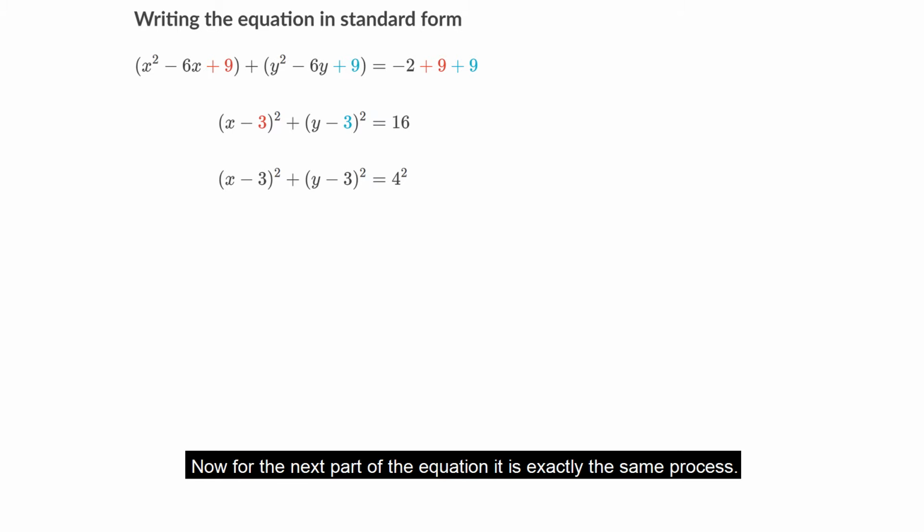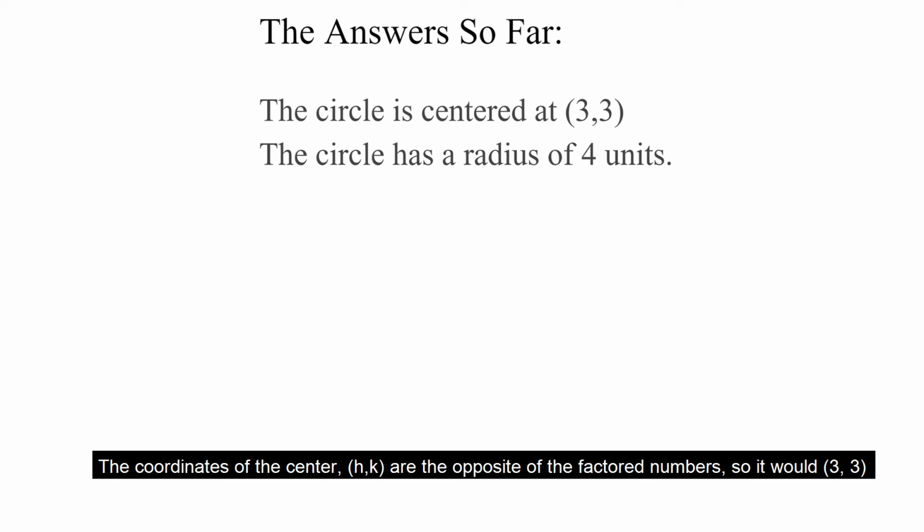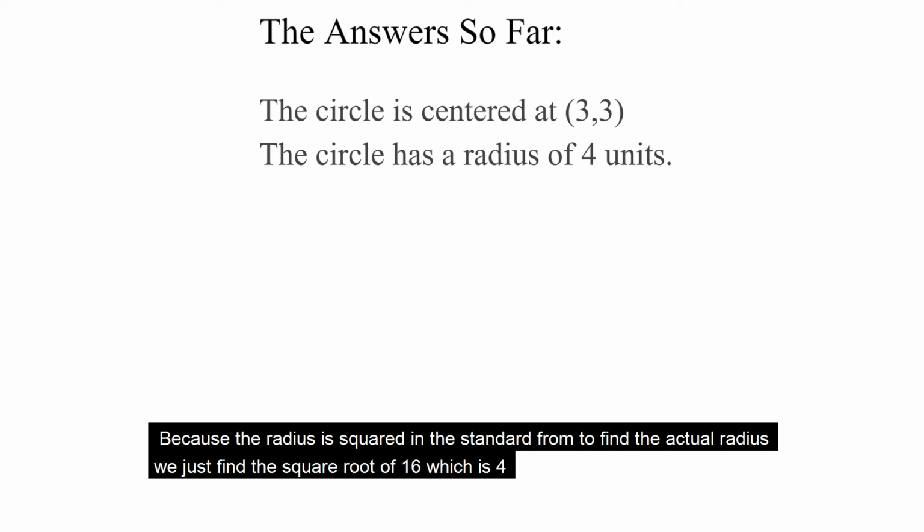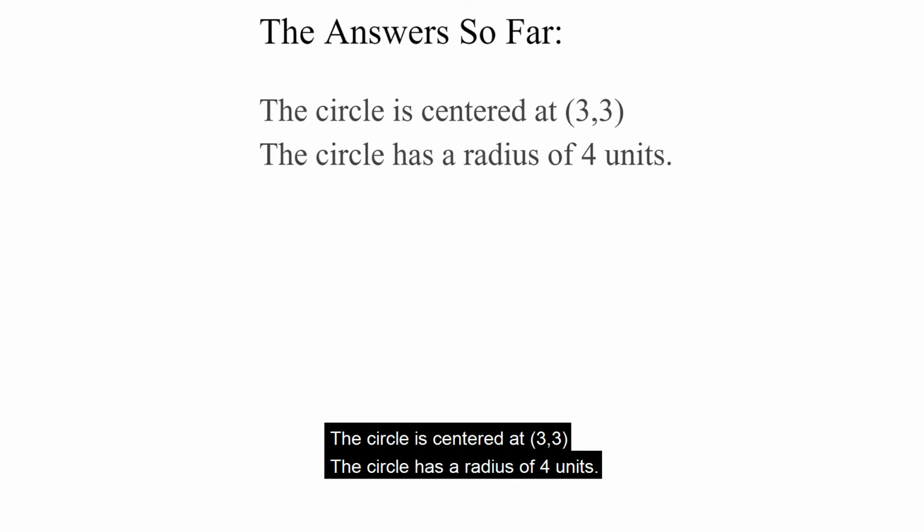Now, for the next part of the equation, it is exactly the same process. So, by the work we just did, y squared minus 6y plus 9 will be y minus 3 squared. The coordinates of the center h, k are the opposite of the factored numbers, so it would be 3, 3. Because the radius is squared in the standard form, to find the actual radius, we just find the square root of 16, which is 4. The circle is centered at 3, 3. The circle has a radius of 4 units.